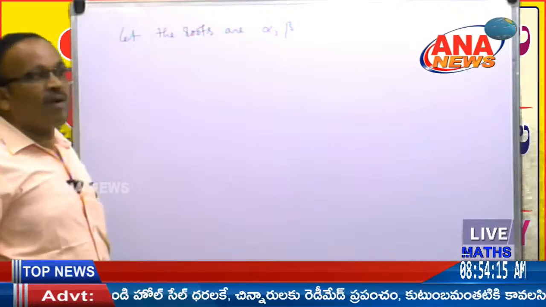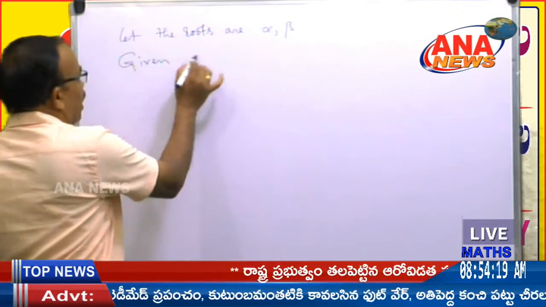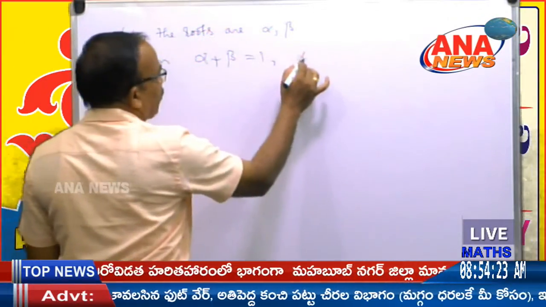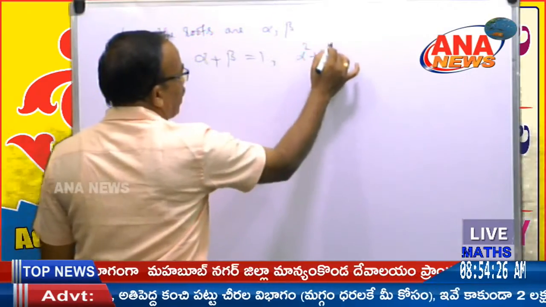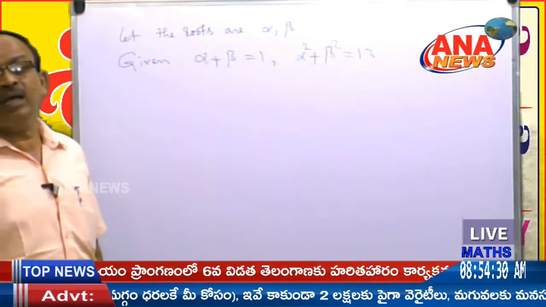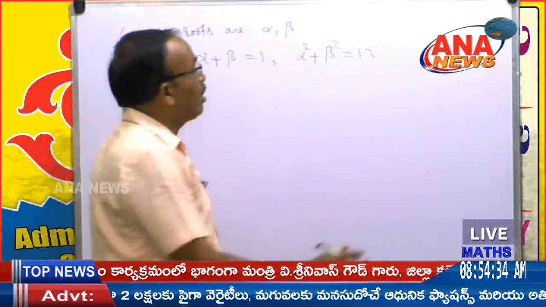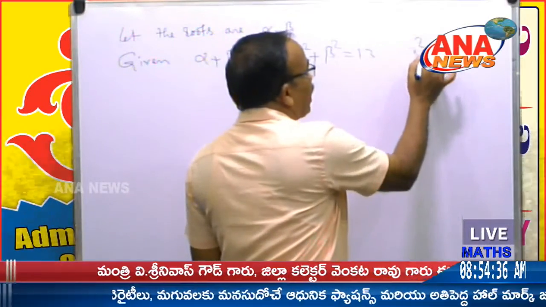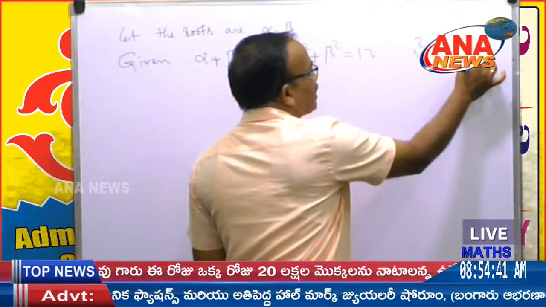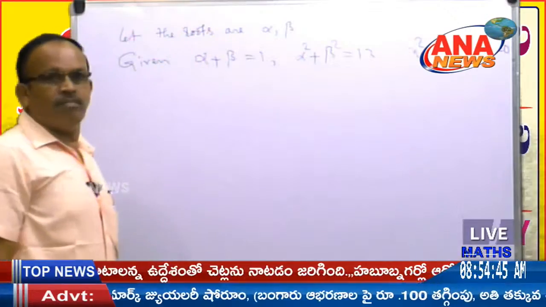Let the roots be alpha, beta. What is given? Given is alpha plus beta is equal to 1 and the sum of squares of the roots, alpha square plus beta square, is equal to 13. Then find the equation. What is the equation? Already we know it: x square minus (alpha plus beta) x plus alpha beta is equal to 0. We know the equation form.